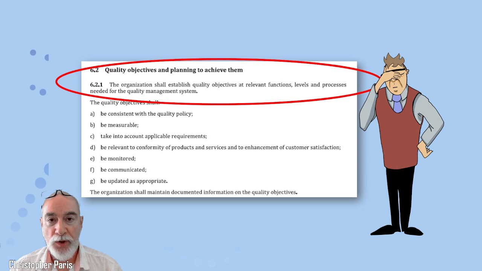We go to 6.2. So up in 4.4, we're still at planning, right? It says identify your processes. Then in the middle of the planning stage, it injects this new concept called quality objectives. And it says, it's just astonishing, "The organization shall establish quality objectives at relevant functions, levels, and processes needed for the quality management system."